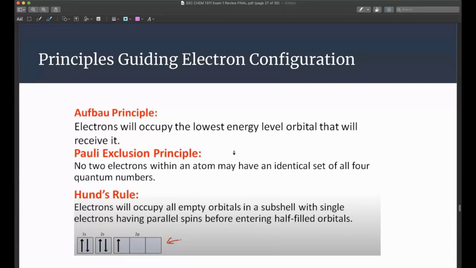So what this means is that in 2p, if we have 3 electrons, it's not like the electron will go down and then go up again. The 3 electrons will all spin upwards because they want to fill all the empty orbitals within the subshell before they start pairing up with each other.